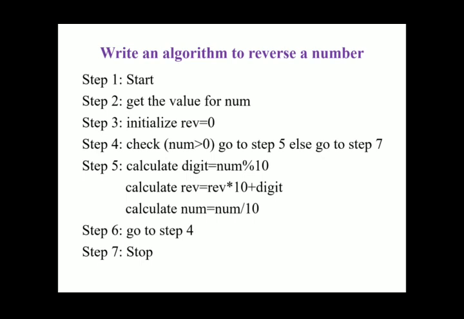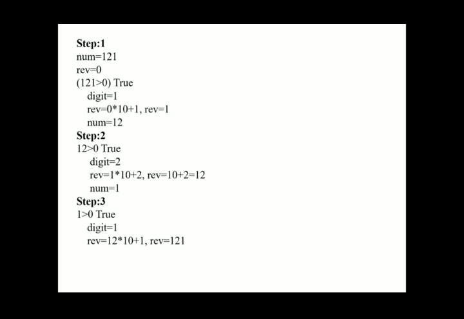Okay, so consider num contains the value 121. Initially rev is a variable that holds the value 0. Now as per the condition, we are checking 121 greater than 0. It is true. If it is true, digit can be calculated by num modulus 10, which is, after dividing 121 by 10, we get the remainder as 1. And the value is assigned to the variable digit. Now reversing can be done with the logic rev into 10 plus digit. So now we get the reverse value as 1.